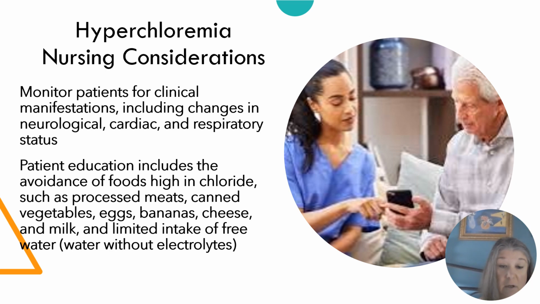Patient education, obviously avoidance of those high chloremic foods. Don't forget processed meats and stuff. Canned vegetables can have a lot of salt. Bananas have a lot of potassium. Cheese, milk. And we're going to limit our intake of free water. Free water just means water without electrolytes. We're limiting intake of free water because we don't want a concentration problem. Okay.